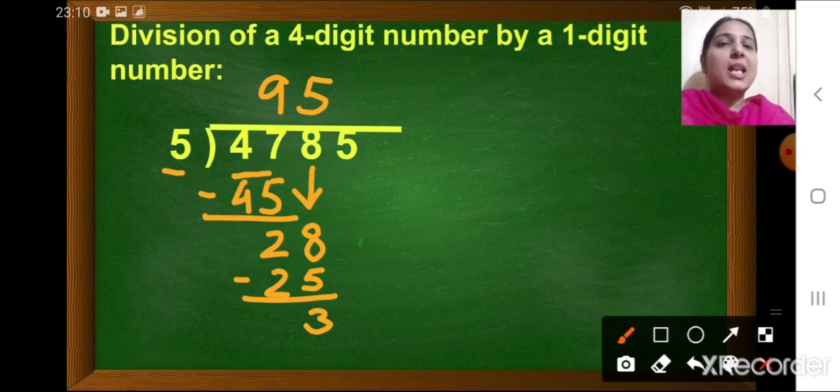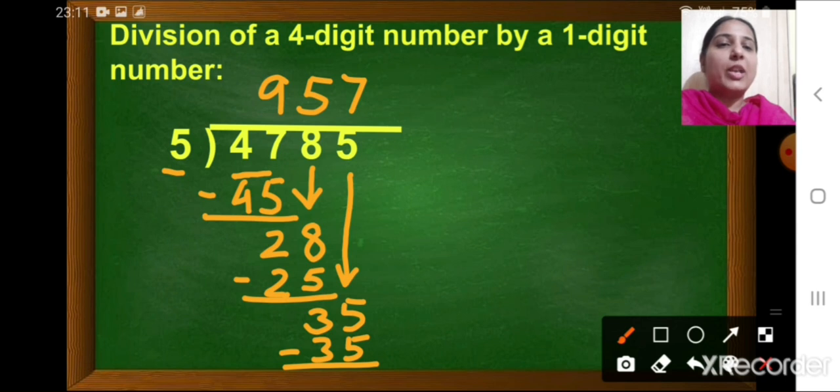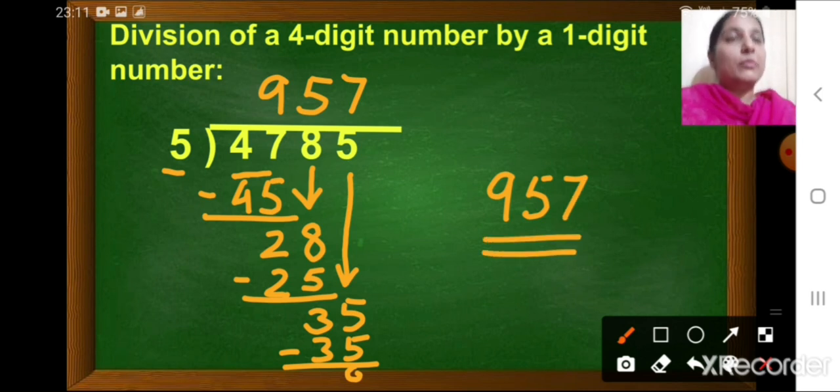Now again this 3 is less than 5, so we have to bring down the next number here, which is 5. So it is 35 now. Now you know 5 7s are 35. So what answer will you get, children, here? It will be 957. Okay, and always remember one thing, children: the remainder should always be less than the divisor. The remainder is always less than the divisor.